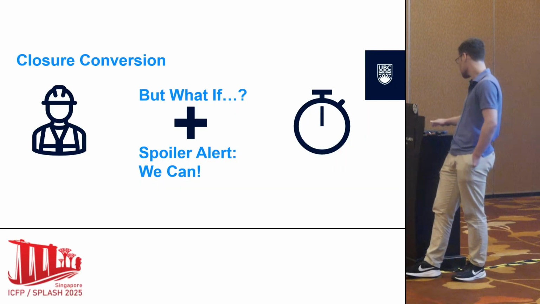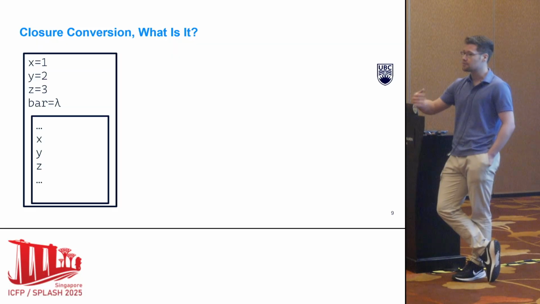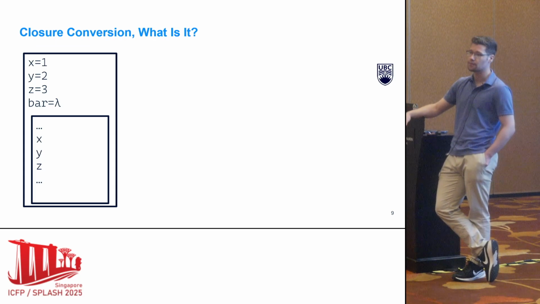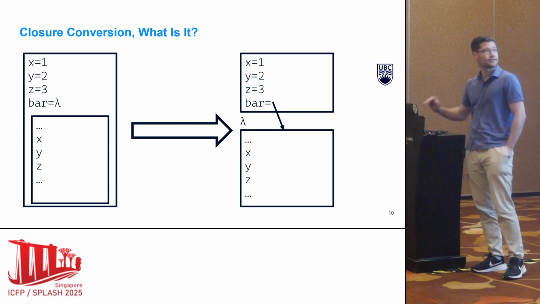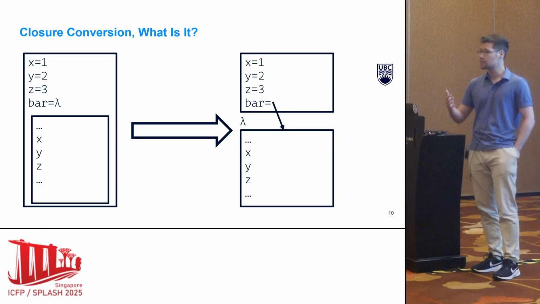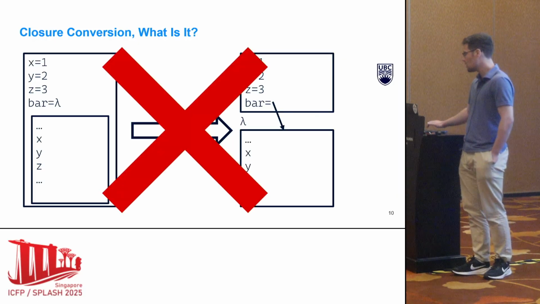So let's go. What is closure conversion? Well, we have this program, and in this inner scope, we have this local function, and it refers to these local variables x, y, and z. But when we want to lift this to the global scope, we can no longer refer to x, y, and z because they're not in the global scope, they're in this local scope. This doesn't work.